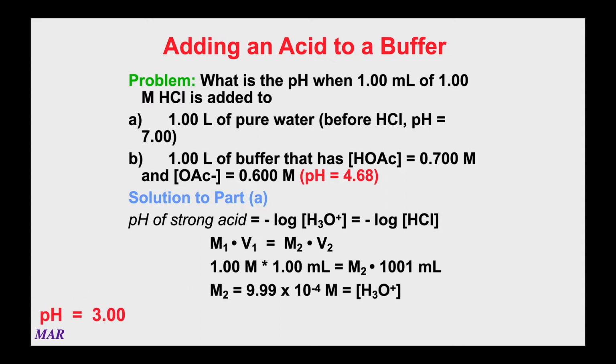Anyway, you solve for M2. That's the concentration of your hydronium, the H3O+ from HCl, 9.99 times 10 to the minus 4. pH is minus log of that number, 3.00. So check this out. Your 1 milliliter of strong acid took the pH of the water from 7 down to 3. That's a 4 pH unit change. That's a pretty significant value there for changing things. So again, strong acids will definitely affect the pure water quite a bit.